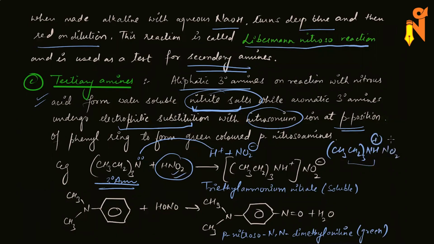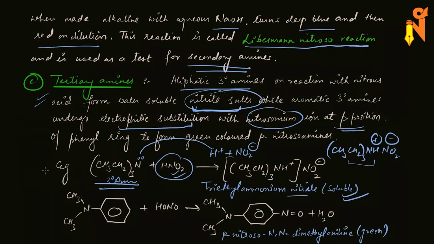So that will also come and form a temporary ionic bond, or you can say these ions will come closer and the salt will be formed. This salt is called a nitrite salt, and this will be soluble in nature. Basically this will be a water soluble salt.